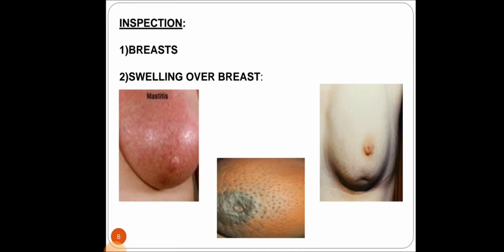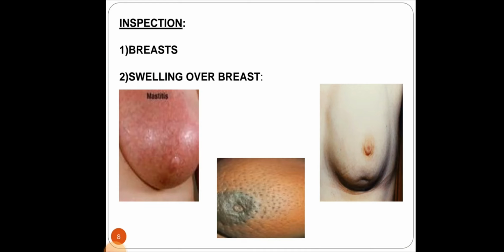Then if there is a swelling over the breast, what all things have to be seen? One thing is the color and texture, meaning the color and texture of the skin over the swelling. Then if there is any presence of engorged veins, that has to be seen. Then if there is a swelling, the number, how many swellings are there, that has to be noted.